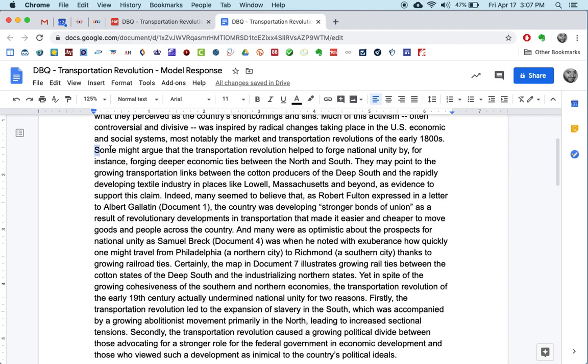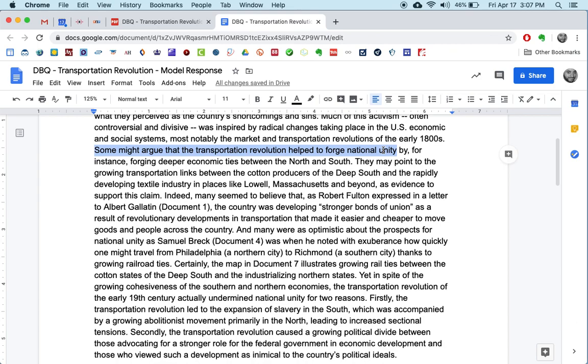Some might argue that the transportation revolution helped to forge national unity by, for instance, forging deeper economic ties between the North and the South. That's my counterclaim. Notice how I don't stop here. This is where a lot of people just say, well, the opposite of what I'm going to say might be true. But they're not likely to give you credit for this.